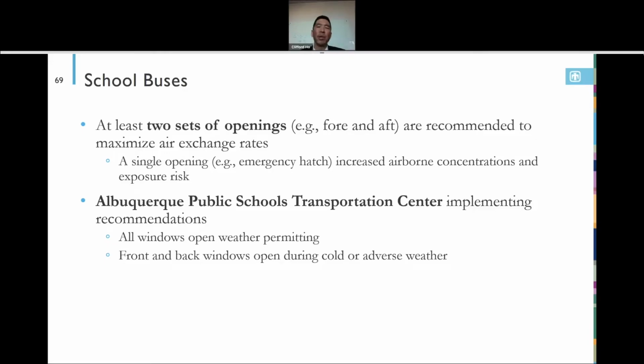So weather permitting, they're going to open up as many windows as possible. But in the winter, or adverse if it's raining, at least have something like the front and back windows open to promote that through flow condition and minimize risks of airborne exposure.